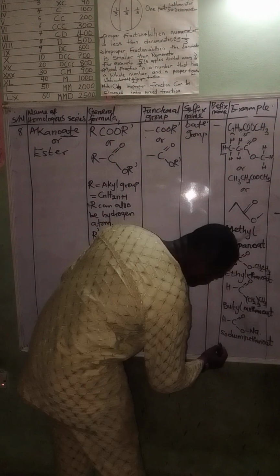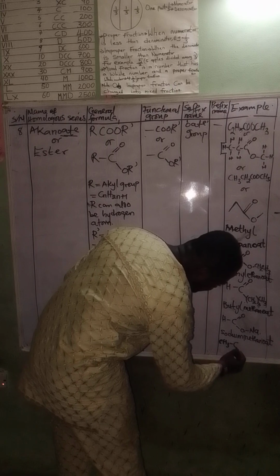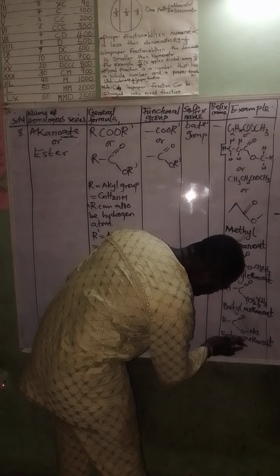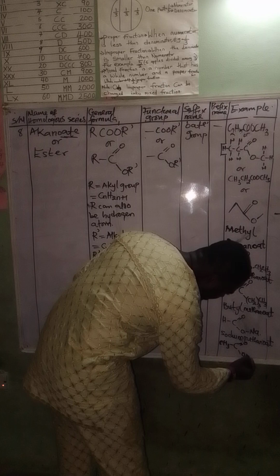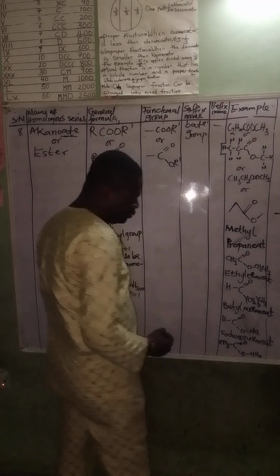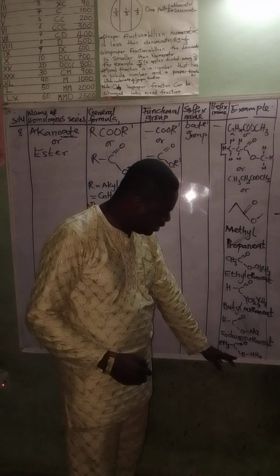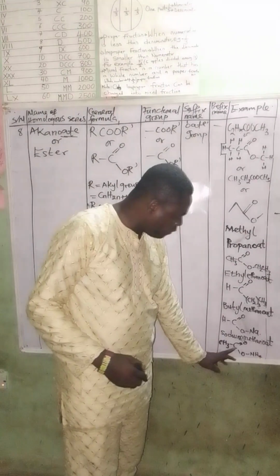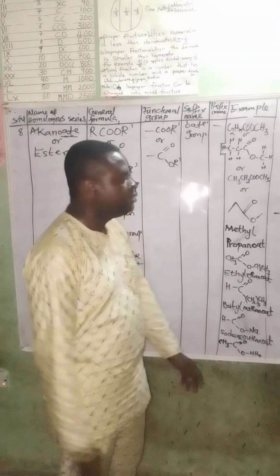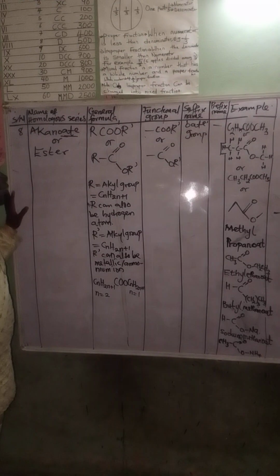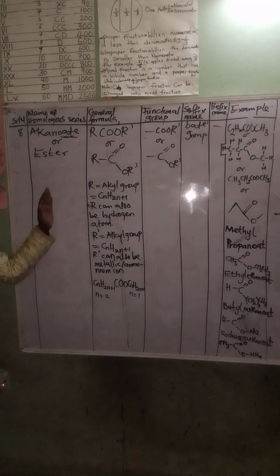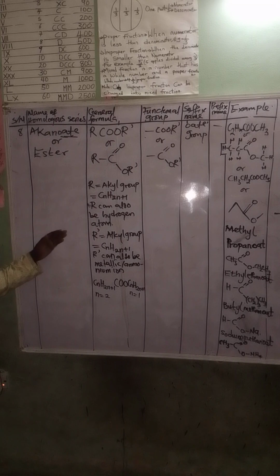What if I have CH3 C O, then I have NH4? So what is the name of this one going to be? This will now be ammonium ethanoate. So that is that. That is all you need to know about the alkanoate: molecular structure, general formula, the functional group.